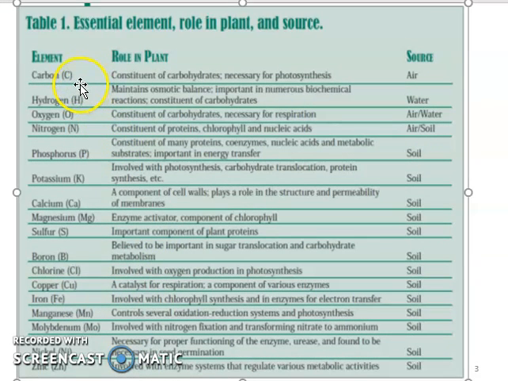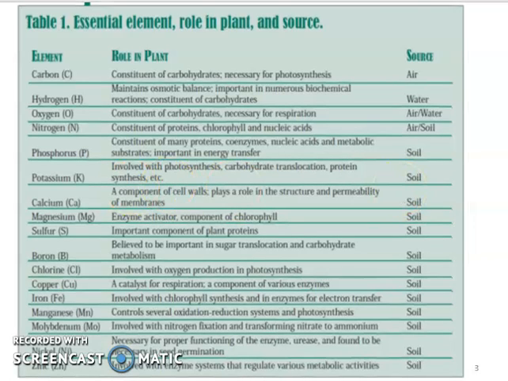For the first 3 elements, carbon, hydrogen, and oxygen, the plant can absorb them from air or water. Carbon from air, hydrogen from water, and oxygen from air and water. Nitrogen from air and soil. The remaining elements, the plant absorbs from the soil.